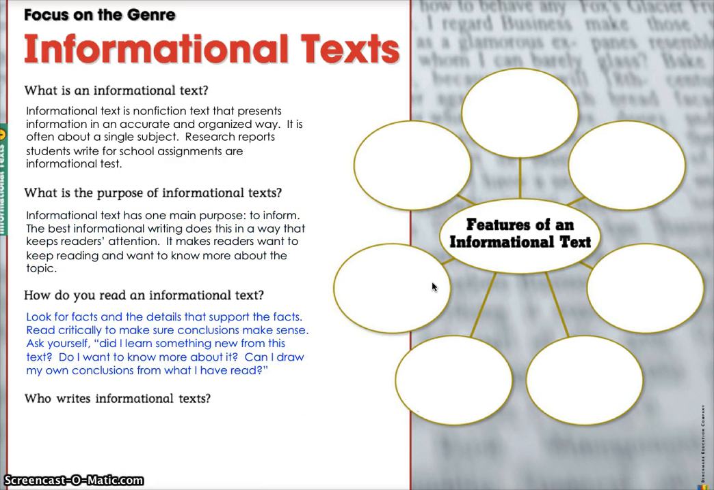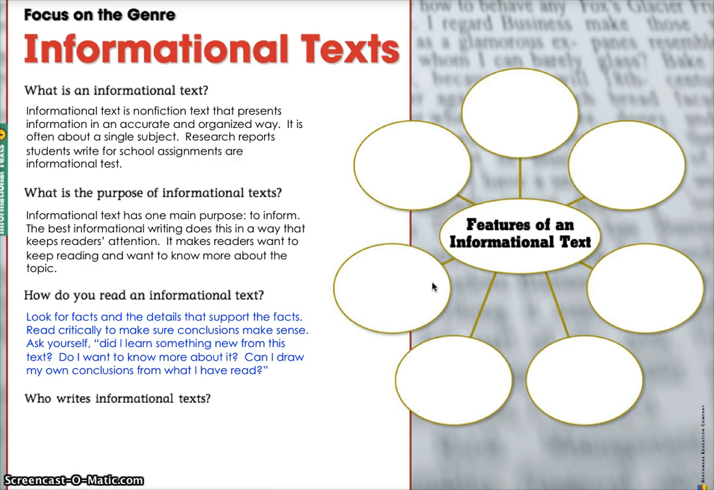All right, so when we read informational text, we should look for facts and the details that support the facts. Read critically to make sure conclusions make sense. Ask yourself, did I learn something new from this text? Do I want to know more about it? Can I draw my own conclusions from what I have read? Okay, very important that you are making your own conclusions, all right? Last week, we talked about making judgments and the importance of that.